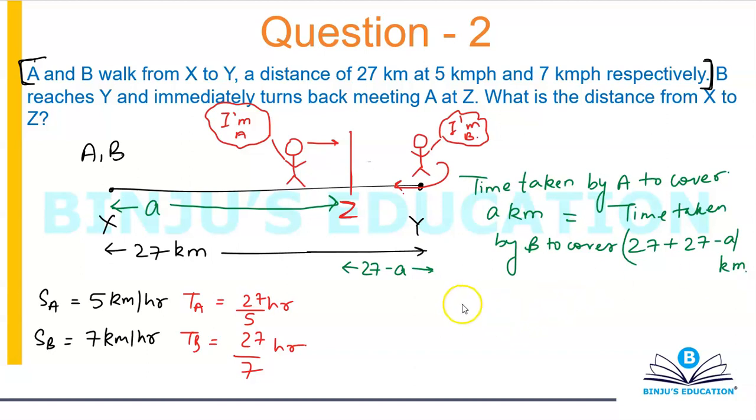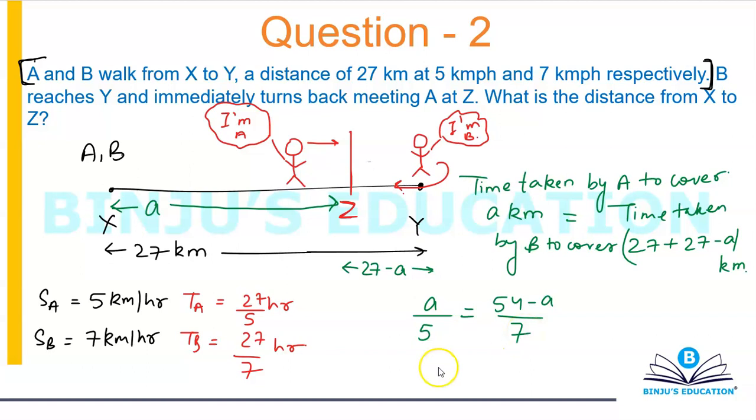So I can say that A divided by speed of A, and what is speed of A? Speed of A is 5. That's the time taken, and it should be equal to (54 minus A) divided by 7. And your question is done.